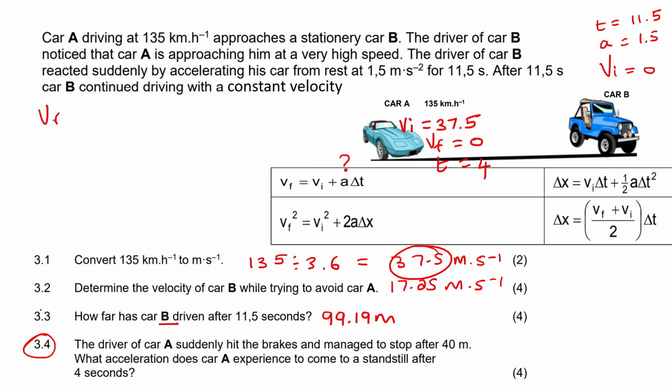So VF equals VI plus A delta T. Now, the final velocity is 0.